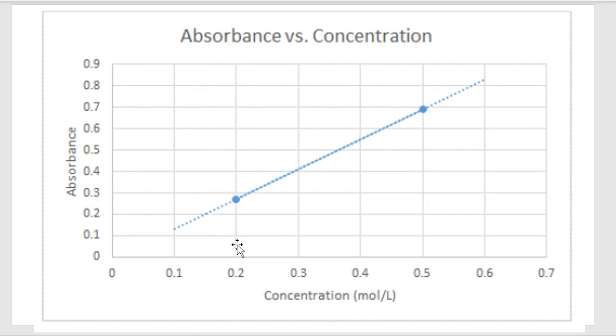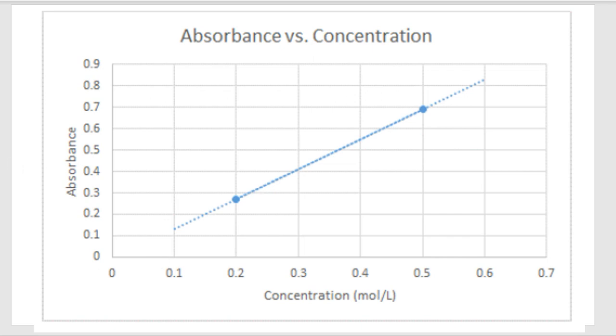So we have 2 data points. At 0.2 molarity, the absorbance was a little below 0.3. And at 0.5 molarity, the absorbance was 0.7. So as there's more concentration, more solute in our solution, it's going to be much harder to transmit light through the solution, so there's more absorbance. Whereas if there's less concentration, less solute, there's less absorbance, so there's more transmittance.